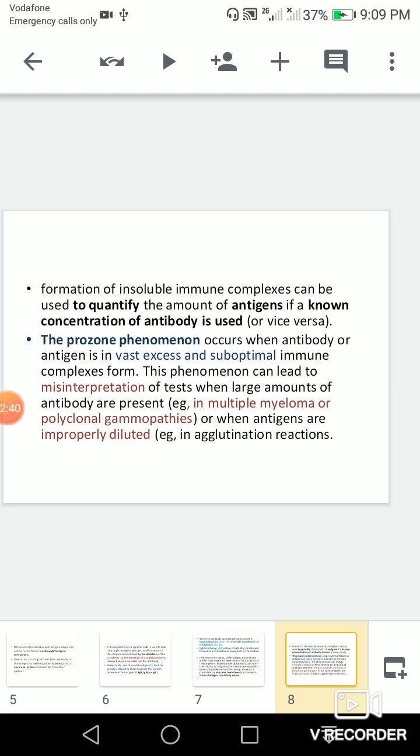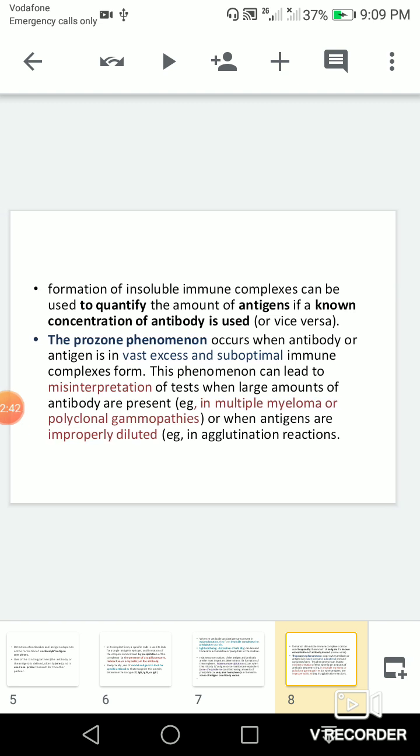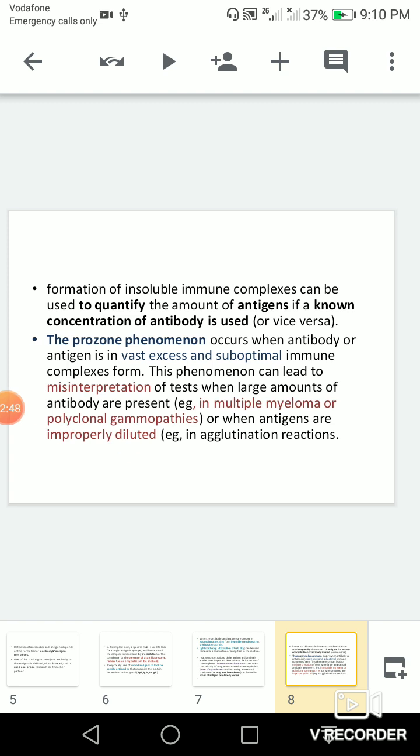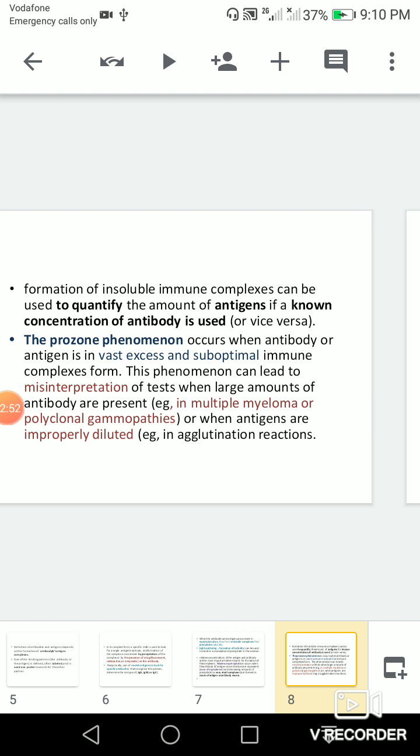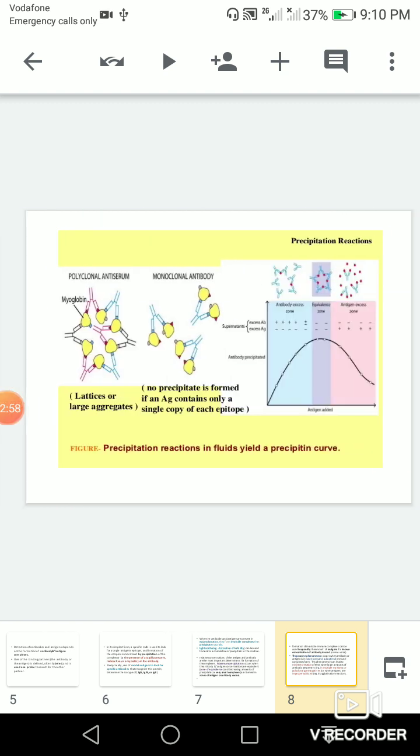The prozone phenomenon here: when there is an antibody excess or antigen excess, suboptimal immune complexes are formed. This phenomenon can lead to a misinterpretation of the test when large amounts of antibody are present, like in cases of multiple myeloma or polyclonal gammopathies, or when antigens are improperly diluted, like in agglutination reaction.